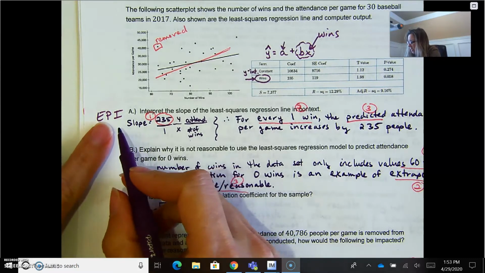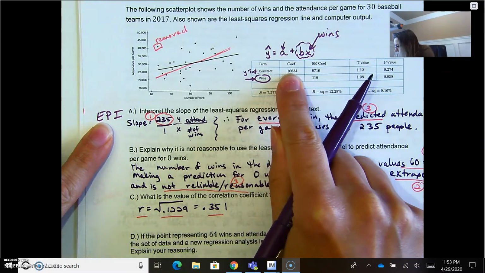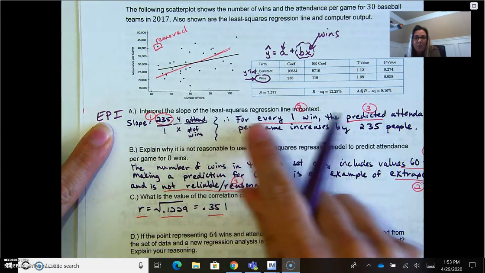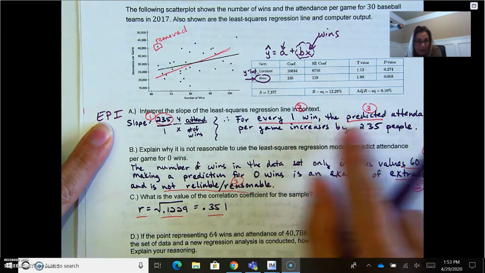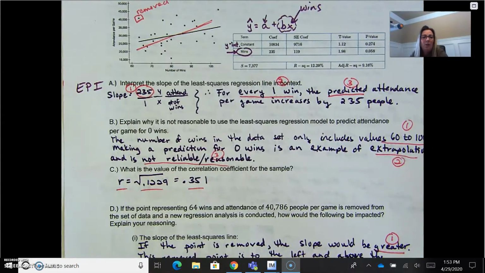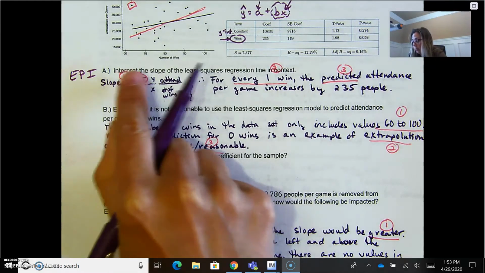On the positive end of things, if you used, for example, the 10,834 as the slope, but you wrote the right sentence somehow, then you could still get partial credit. All right? Okay. So on to B. Explain why it is not reasonable to use the least squares regression model to predict attendance per game for 0 wins. All right, well, check it out.